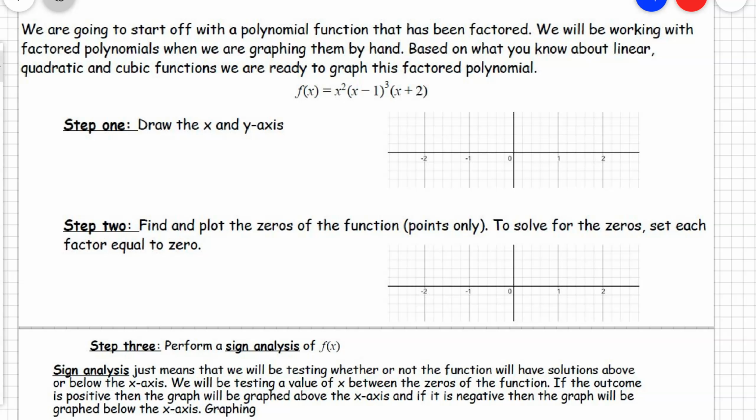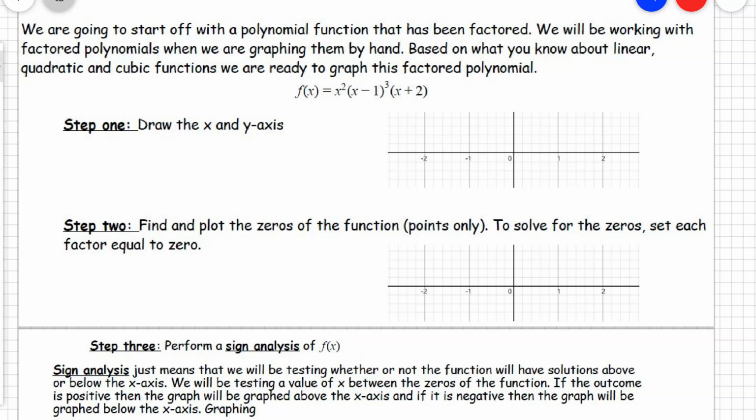All right, so we're going to start off with a polynomial function that has been factored, and we'll be working with factored polynomials when we're graphing them by hand. Based on what you know about linear, quadratic, and cubic functions, we're ready to graph this factored polynomial.